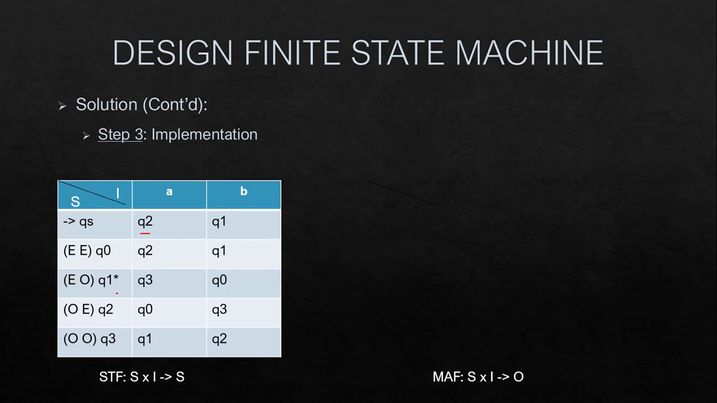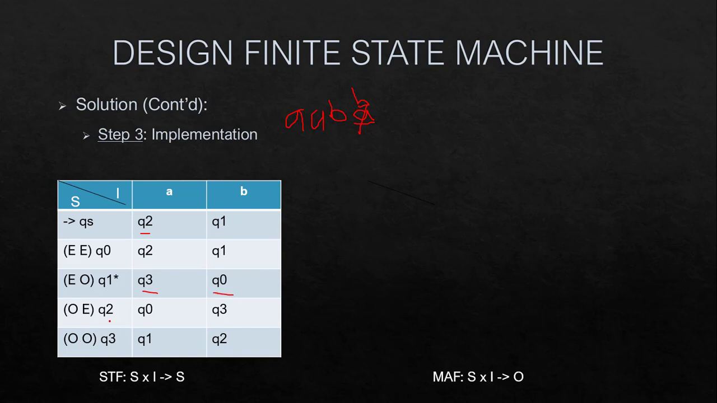When we reach Q1 state, the previous state was such that we had even number of A's and odd number of B's. If the next input symbol appearing is an A, then it becomes odd number of A's and odd number of B's. So we transit to Q3 state. If the next input symbol appearing is B, then it becomes even number of A's and even number of B's. So we transit to Q0 state.